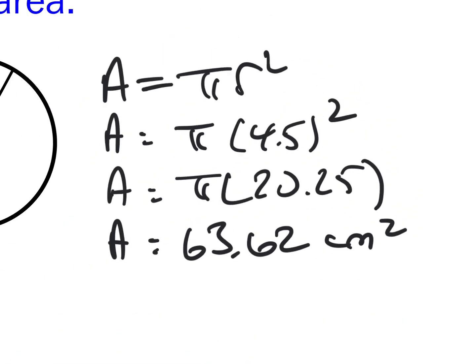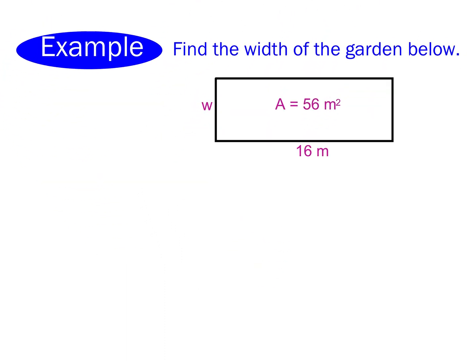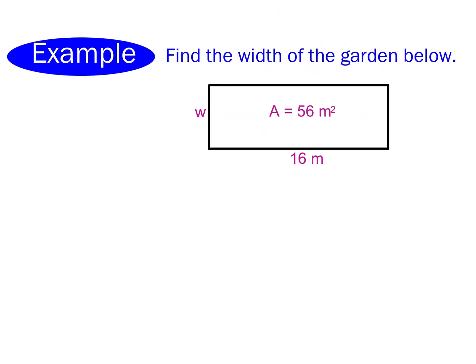Okay, now here's an interesting question. It gives us the area, and it gives us one of the lengths, and we need to figure out the other one. So, this is a rectangle. Formula for area of a rectangle is length times width. The area is 56. The length is 16. We do not know the width.